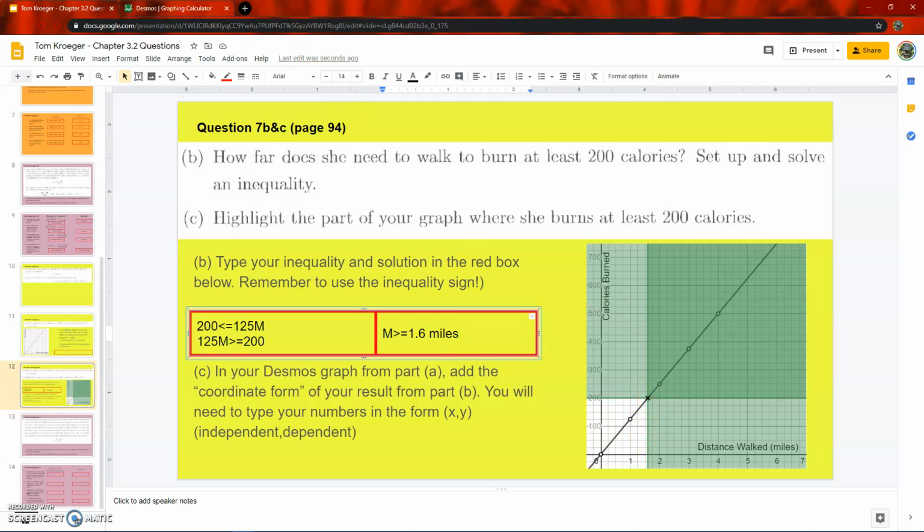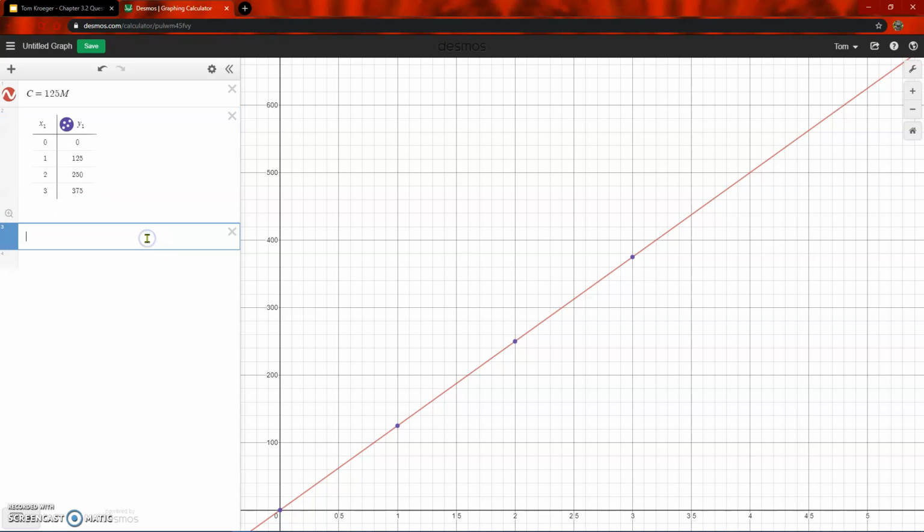To put that on your graph, we'll go back here, and we can just put in the xy coordinates. Our independent is the number of miles, which is 1.6. The number of calories burned, what did we say was that? That was 200. And we can put a label here to highlight it, since that's part of the assignment. 1.6 comma 200, look, it's right there on the line. So we're good. And now, we can save it, give it a name if you'd like.